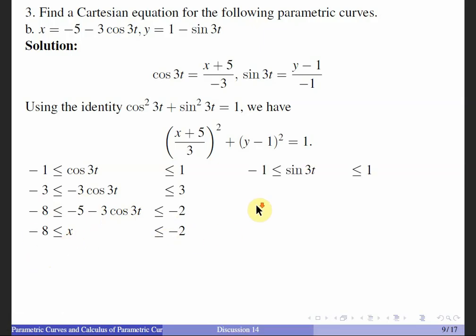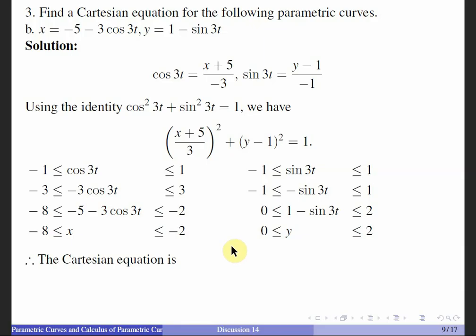So now let's move on to y. So we have again negative 1 less than or equal to sine 3t less than or equal to 1. And then we multiply all sides by negative 1. So again, this reverses, but there's no change here. Okay, and then add 1 to all sides. So we have 0 less than or equal to 1 minus sine 3t less than or equal to 2. Okay, so you know that y is between 0 to 2 inclusive. So therefore, the Cartesian equation is x plus 5 all over 3 squared plus y minus 1 quantity squared is equal to 1, where x is from negative 8 to negative 2 inclusive, and y is from 0 to 2 inclusive.